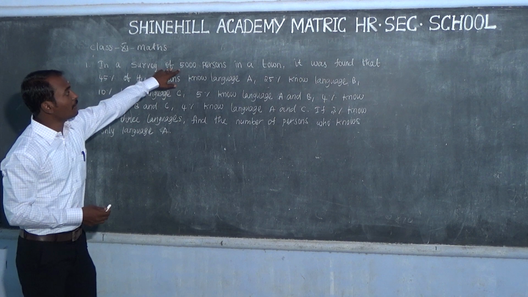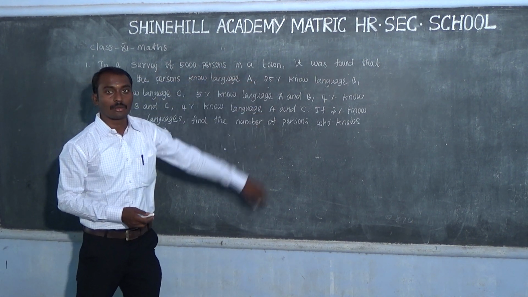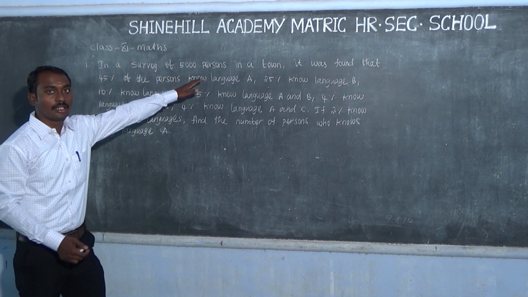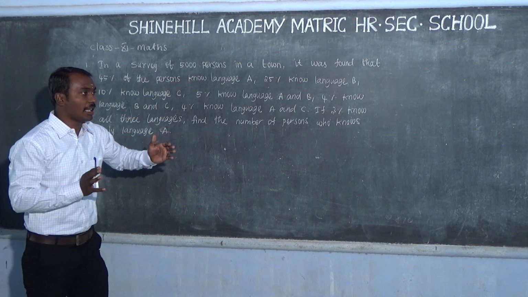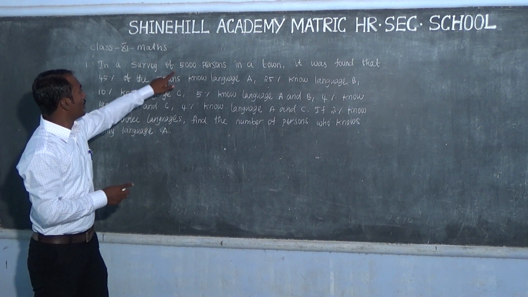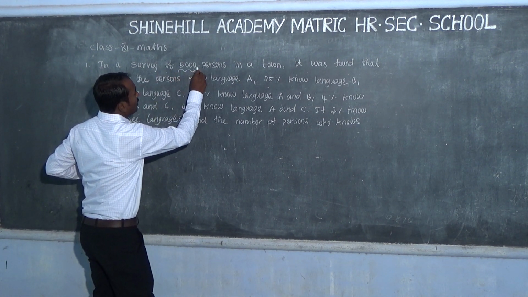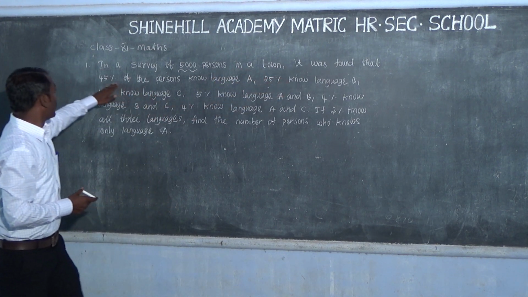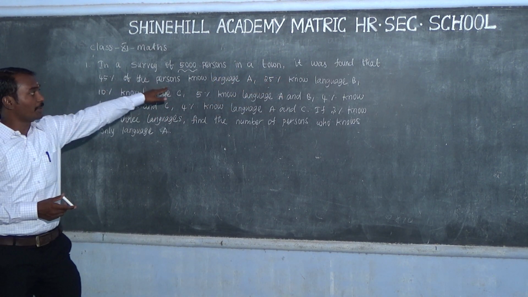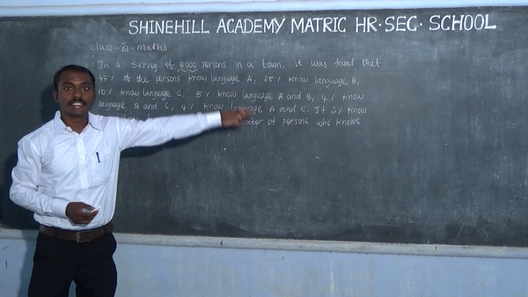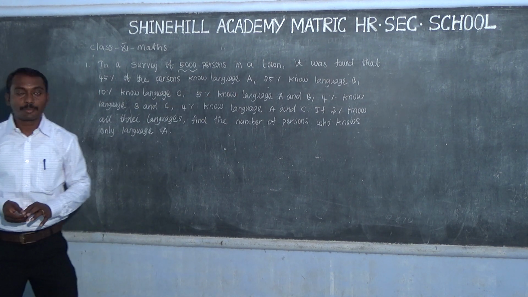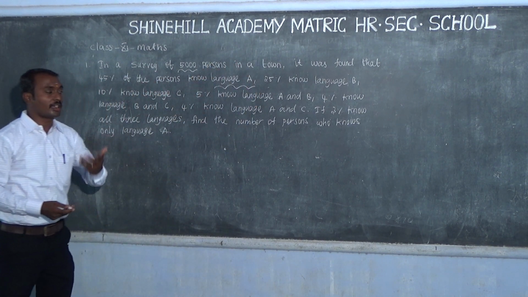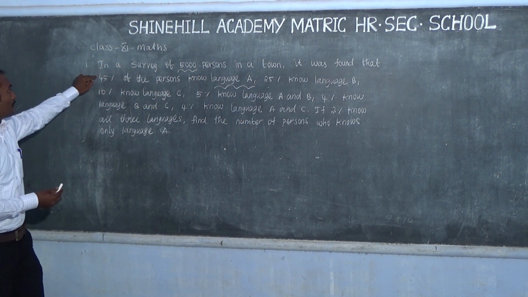In a survey of 5,000 persons in a town, take it as the town. The total number of persons is 5,000. Then it was found that 45% of the persons know the language A. You can consider A as Tamil or English or Hindi, whatever it is.